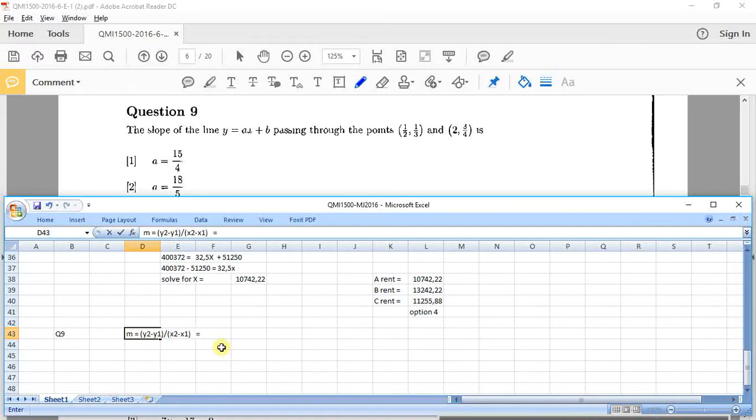Okay, so to work out the gradient here, I'm going to use that as my x2. So I'm going to use brackets. The y there is 3 over 4. 3 divided by 4 minus 1 divided by 3, close brackets, divided by open brackets, 2 minus a half, or let's just put 1 divided by 2. It's easier. Close bracket equals. Alright, you plug that into your calculator. Calculator gives you an m of 0.2777.